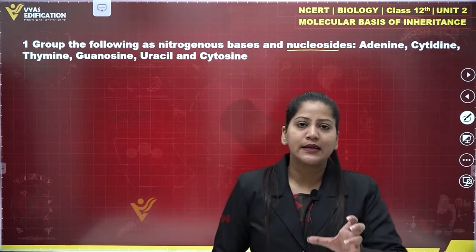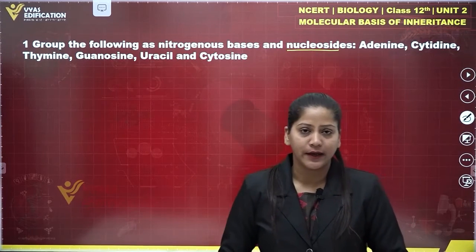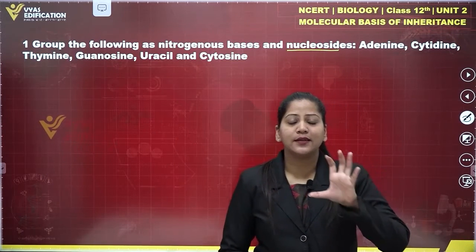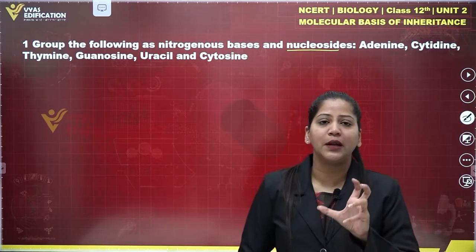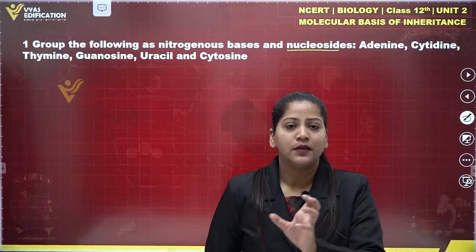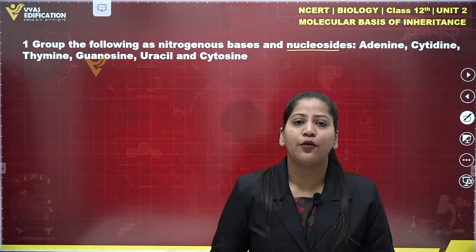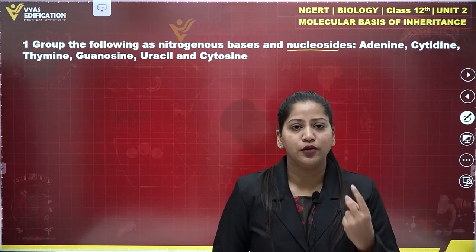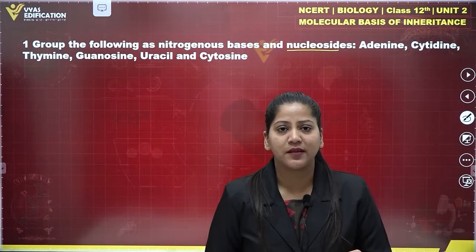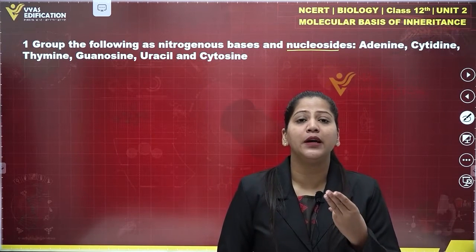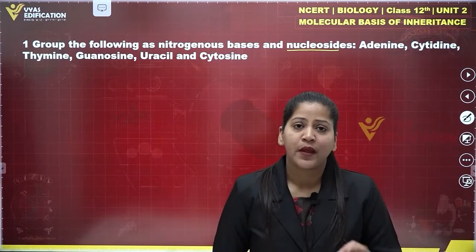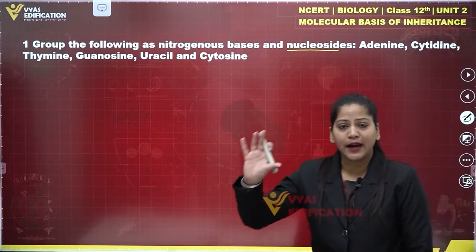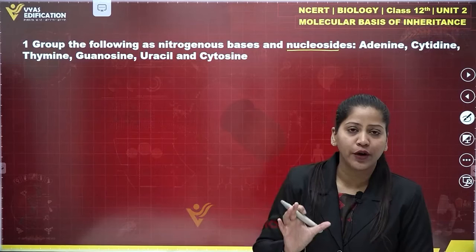We know that DNA is a polymer of nucleotides. And what are nucleotides? These are the units made up of sugar, nitrogenous bases and a phosphate group. So all these three things, phosphate group, sugar and nitrogenous bases, constitute together to form a nucleotide unit of a polymer of DNA. Now, we know that nitrogenous bases are included in the nucleotide of a DNA.